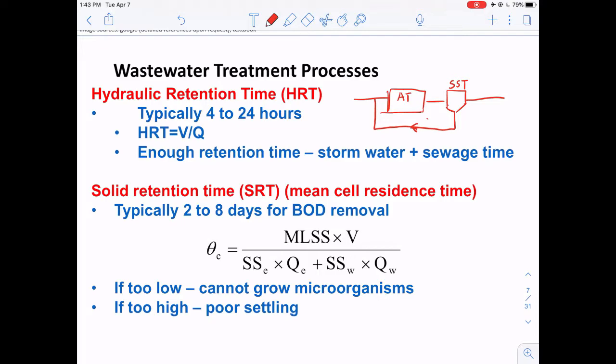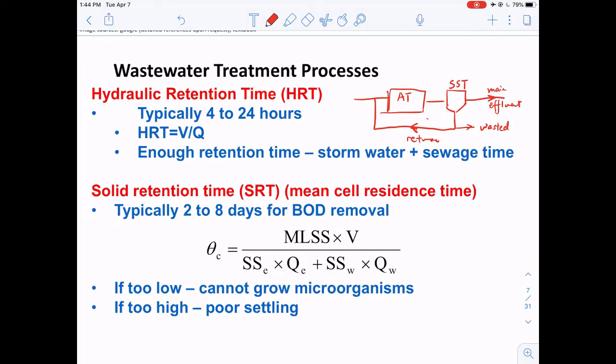The return sludge is not the major flow of the wastewater. Most of it is still going to be emitted from the secondary settling tank here. At the same time, there is some sludge that is wasted, so we call this the wasted sludge. This is the return sludge, and this is the main emitting flow, or main effluent.